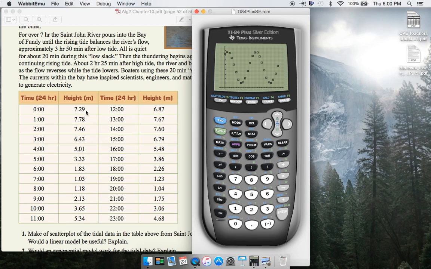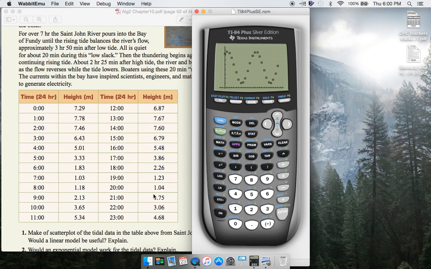See, decreasing, starting right here, going down, going down, going down, and then it starts going back up. And we keep going up until hour 13. So hour 13 must be right about here. And then we start going down, going down, going down, all the way to hour 20. Here's hour 21 right here. Hour 22 must be here. And this is hour 23.